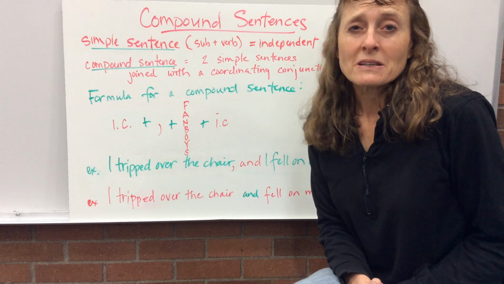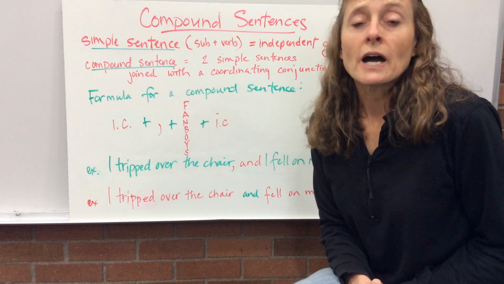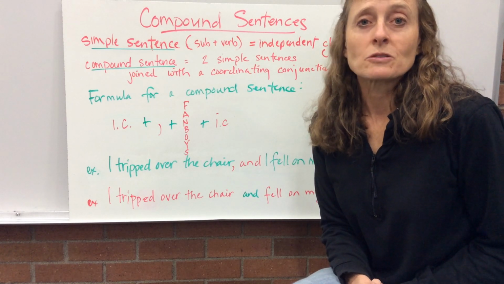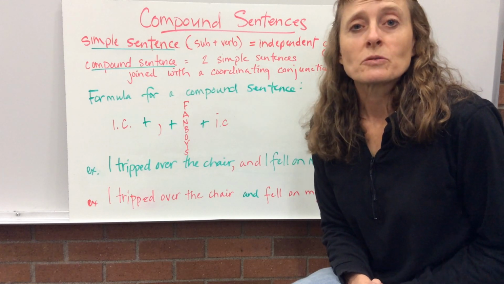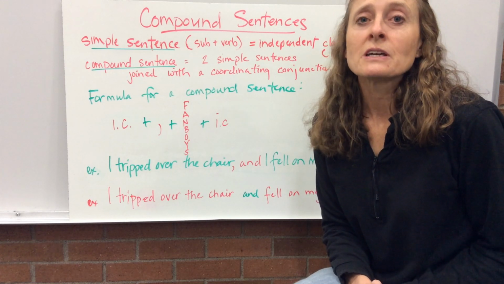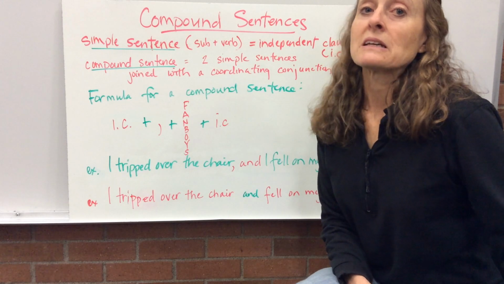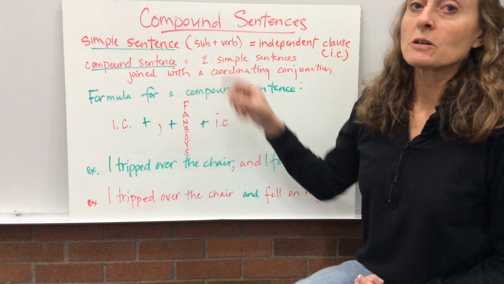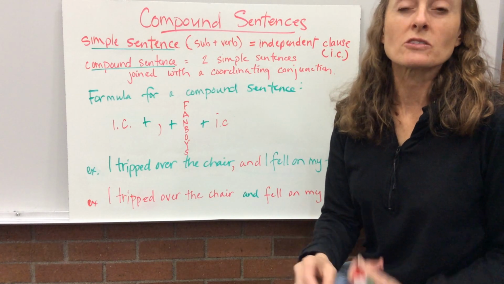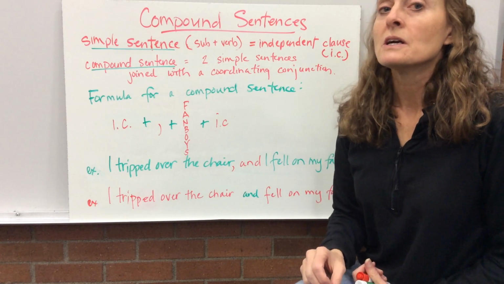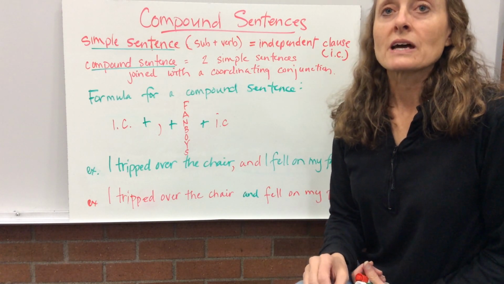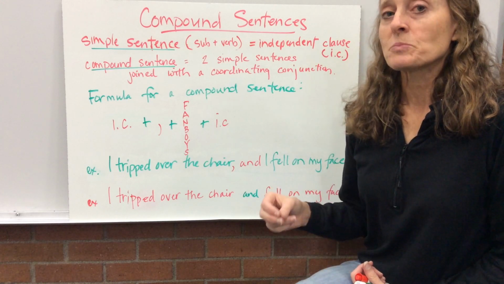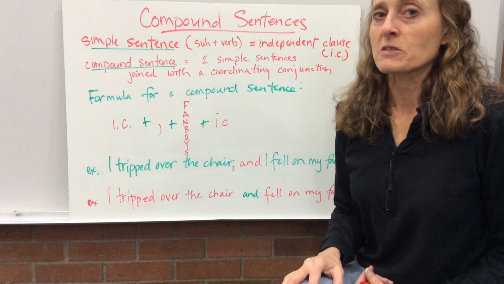You are dependents of your parents. Most of you could not go out and make your own living and pay your own rent and buy your own food and clothing. So you are dependent. So if a clause doesn't have a subject and a verb, we call that a dependent clause. We're going to talk more about those later. But just for now, know that a simple sentence and an independent clause are exactly the same thing.